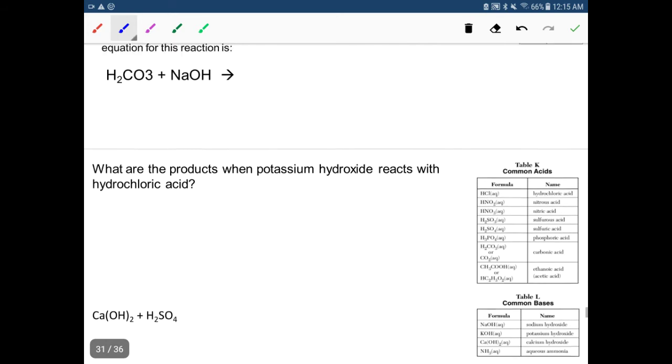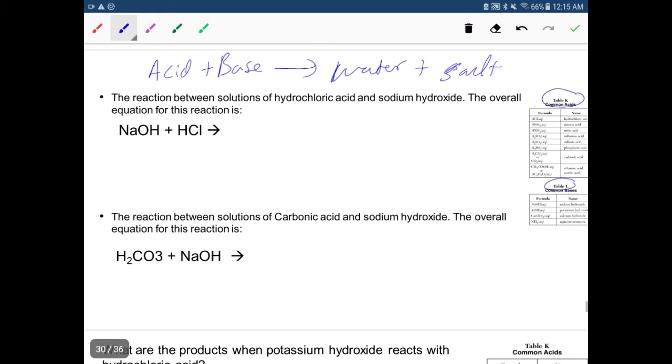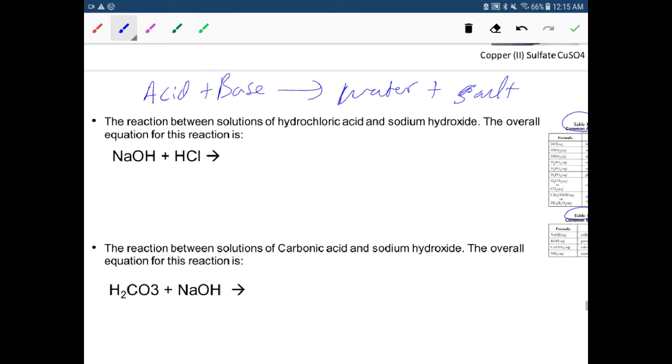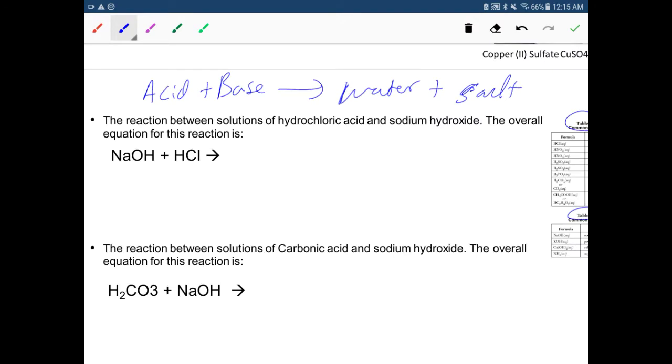All right, so the first one here is NaOH reacting with HCl to produce salt and water. The salt we're going to find, and water we know the formula for. Since you will always have water, it's always going to be H2O, and then you have to find the salt. Let's see how we got H2O in the first place.